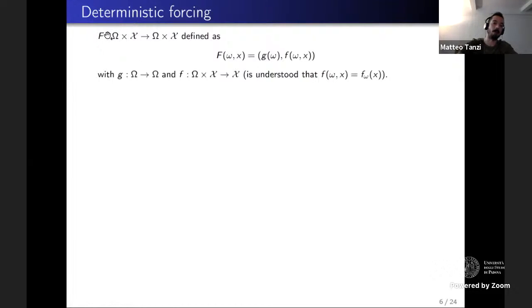Anything that happens in the first coordinate is usually referred to as the base of the skew product, or sometimes the horizontal coordinate. Whereas what happens on the second coordinate, the x coordinate, is usually referred to as the fiber dynamics or the vertical coordinate.